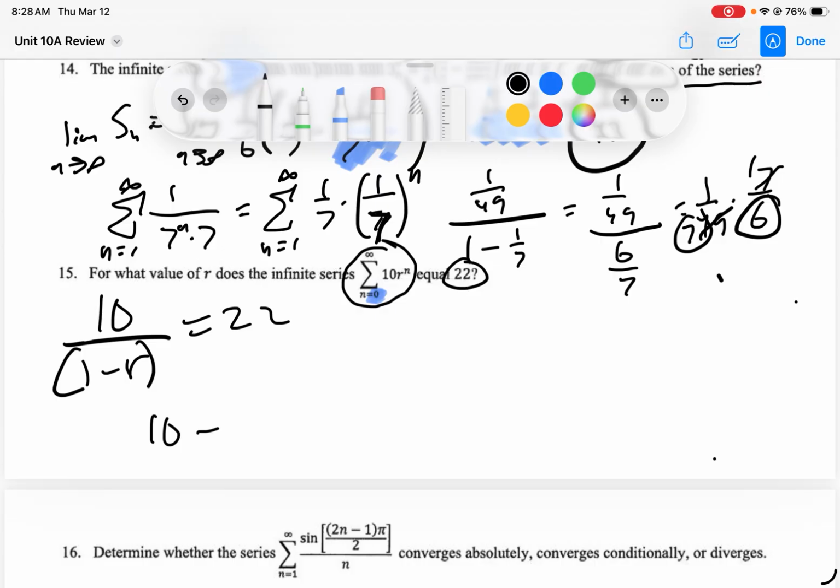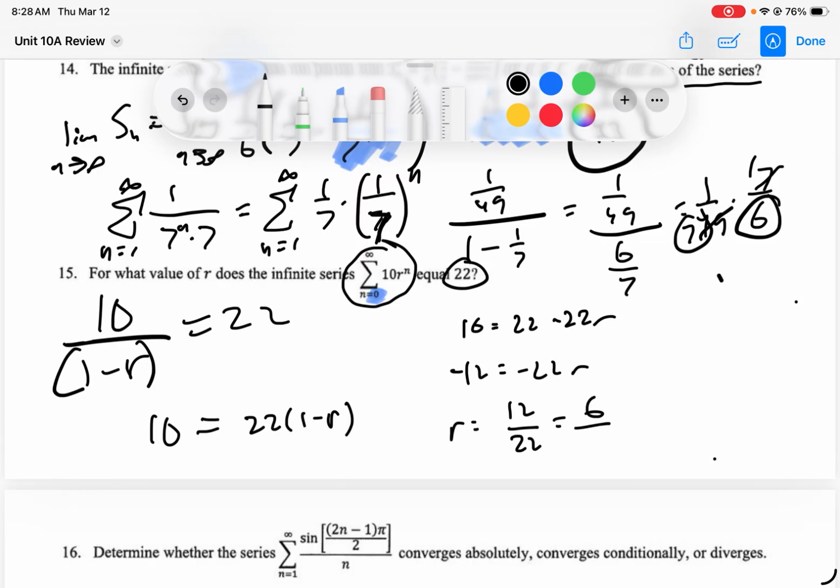10 is equal to 22 times (1 minus r). 10 is equal to 22 minus 22r. Subtract 22: negative 12 is equal to negative 22r. r is equal to 12/22, or 6/11, which is less than 1, so it converges. We're good.